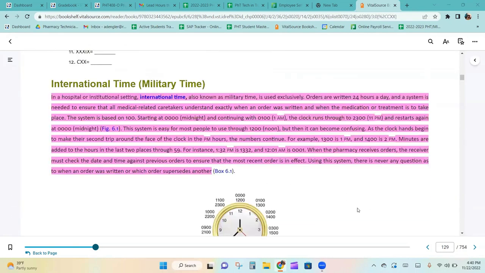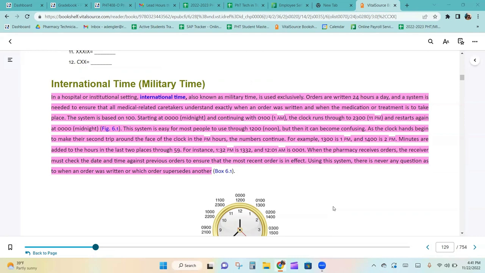In a hospital or institutional setting, international time, also known as military time, is used exclusively. Orders are written 24 hours a day, and a system is needed to ensure that all medical related caretakers understand exactly when an order was written and when the medication or treatment is to take place. The system is based on 100, starting at 0100 hours, 1 a.m. The clock runs through to 2300 hours, which is 11 p.m., and restarts again at midnight, which is 0000.